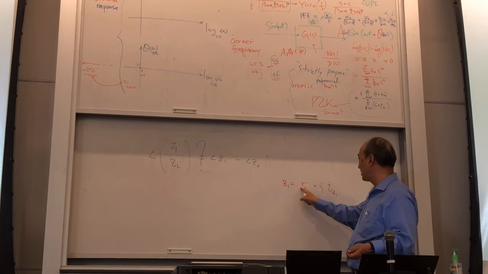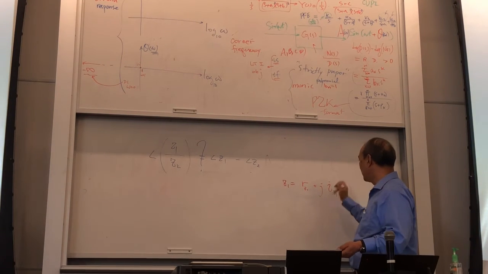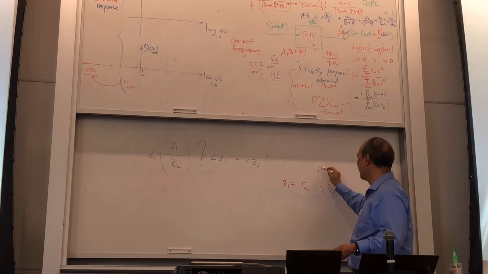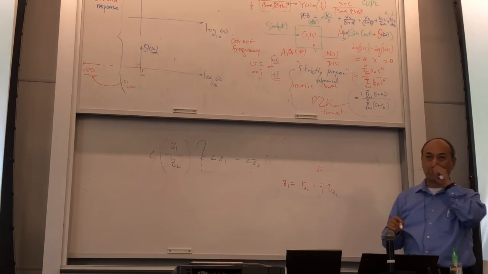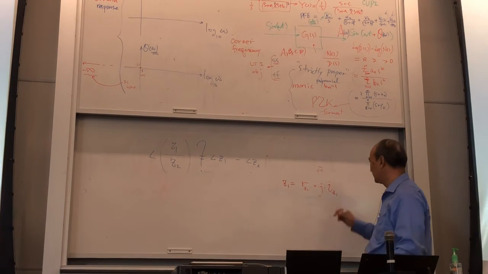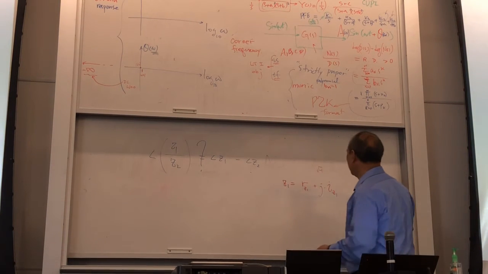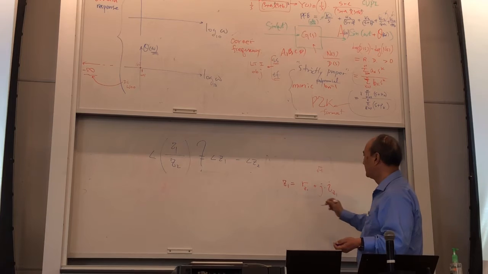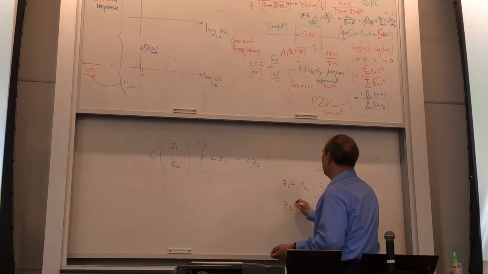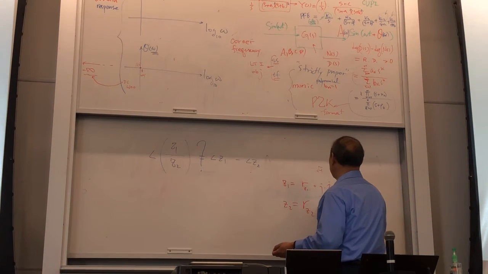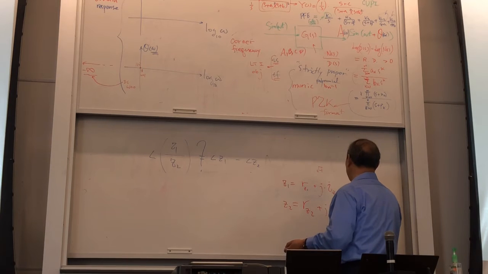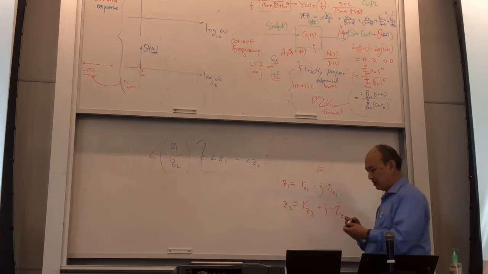Z1's real part, imaginary part, times j. j is the square root of minus 1, right? So this is a complex number. This Z is usually a complex number, okay? Then divided by Z2, which is the real part of Z2 plus j times the imaginary part of Z2, okay?